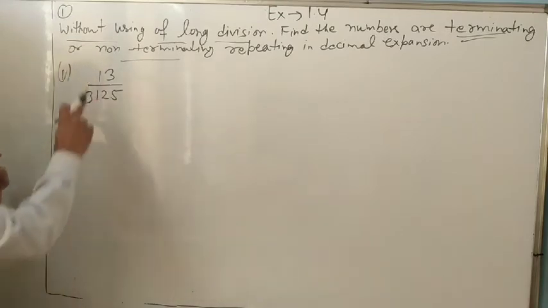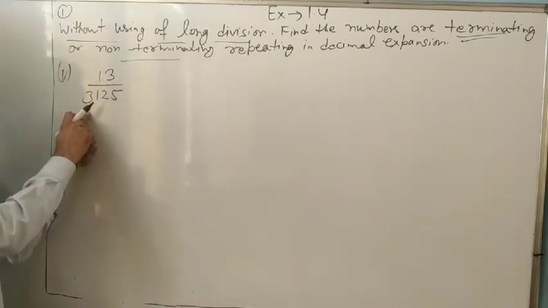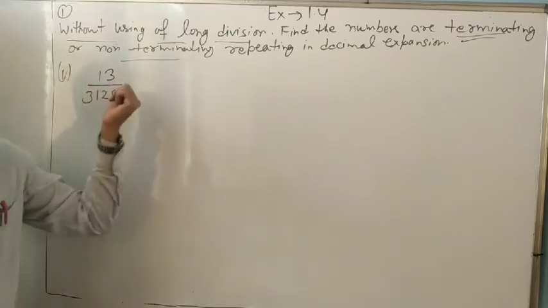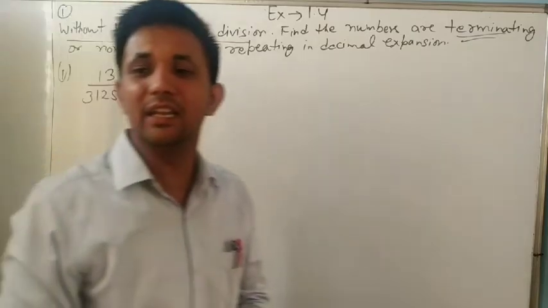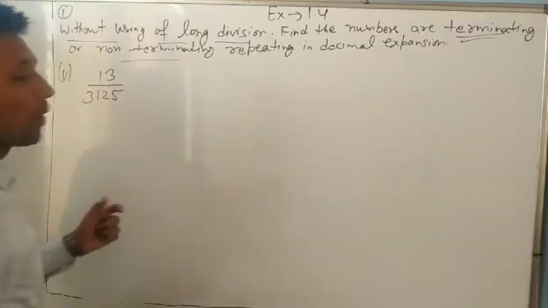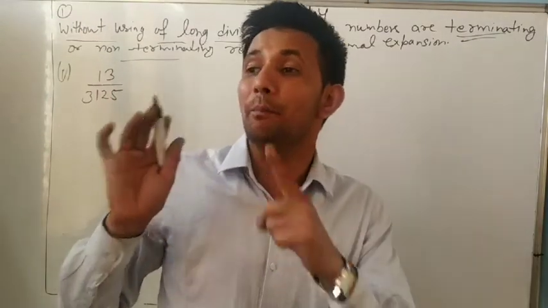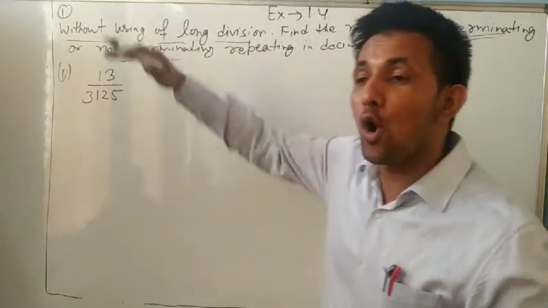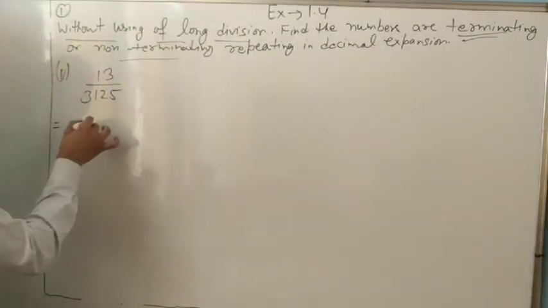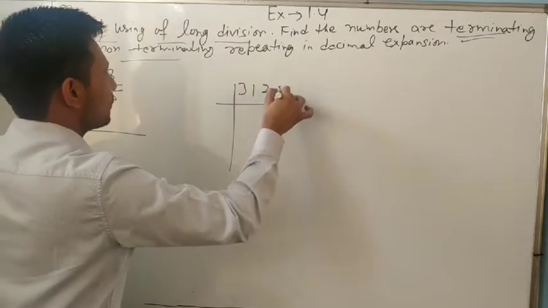Yes. Can we cancel this number by 13? 13 into 26, 5. It is not divisible by 13. So it means these are already given in co-prime form. And if they are co-prime, what will we do? The prime factorization of whose? Of Q. Right, prime factorization of Q, 13 upon 3125.